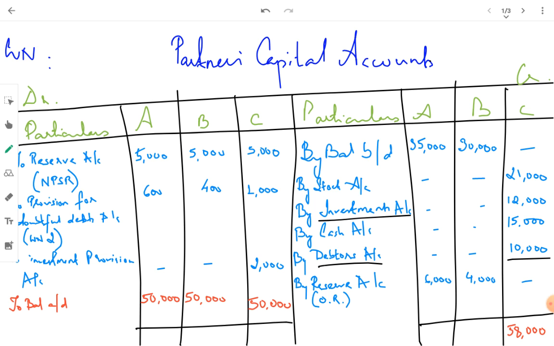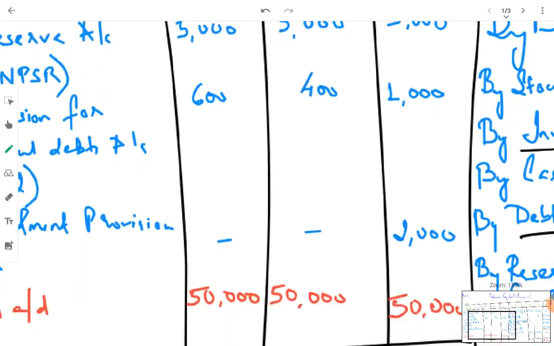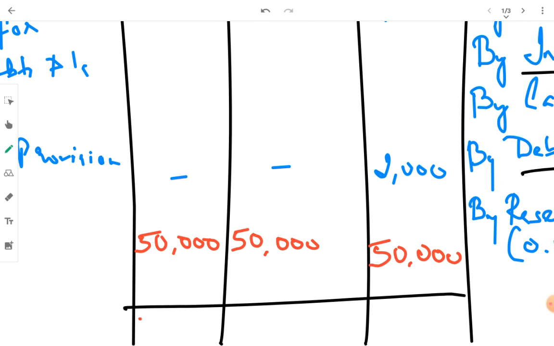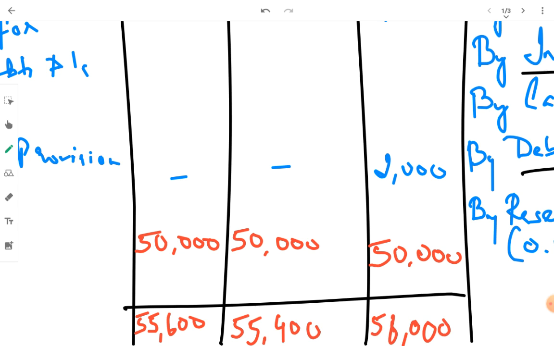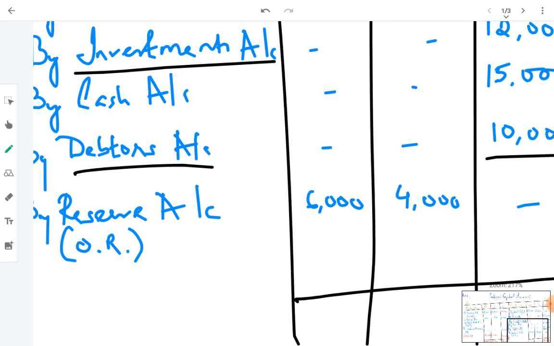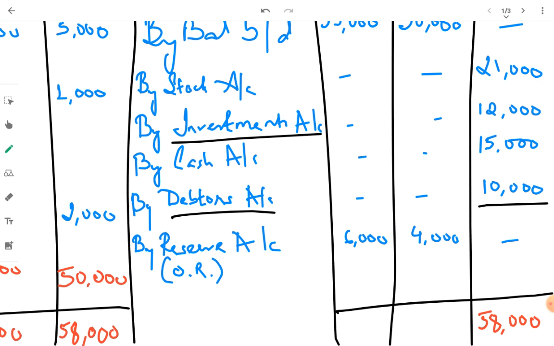Okay, so let's close the account for partner A. For partner A, balance we are getting 55,600. For partner B, balance total I've gotten rupees 55,400, and for partner C we have already calculated, total is rupees 58,000. Okay, so any balance, any remaining amount that is calculated after taking the balances will be transferred to your bank account.